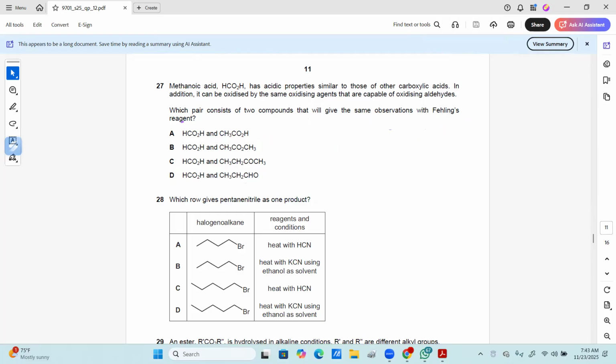Question 28, which row gives pentanenitrile as the product. Heat with HCN. So when you heat with HCN, you get it like this, CN. Then this also C. So this is heat with HCN. When you just heat it, it won't happen. You have to use heat, ethanol and KCN. Then 1, 2, 3, 4, 5. This is pentanenitrile. Then D, you have 1, 2, 3, 4, 5, 6. It should be hexanenitrile. So that's why D is wrong.